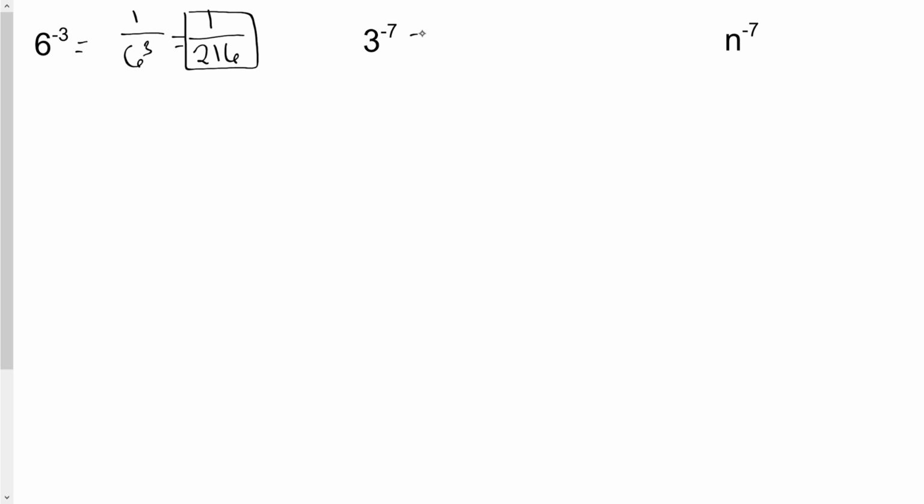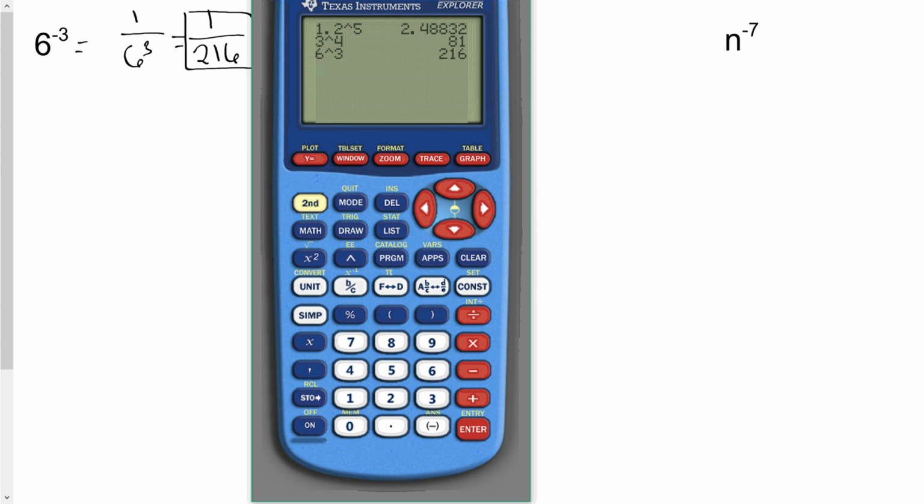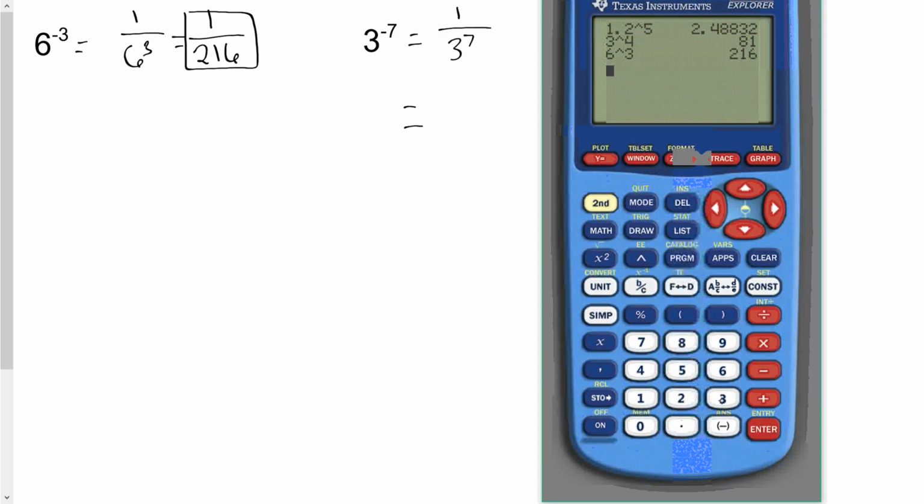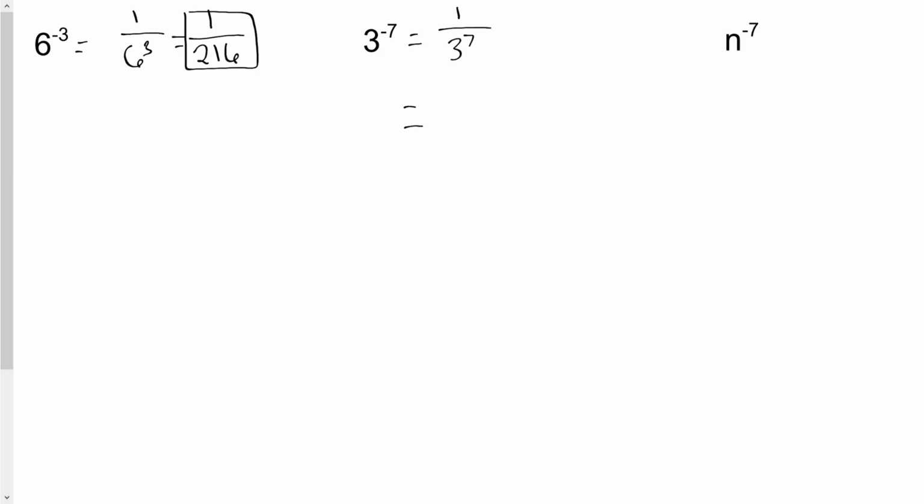3 to the negative 7th. Let's rewrite that: 1 over 3 to the positive 7th. That's going to be, got 3 here, 3 to the positive 7th, which is 2,187. Glad I didn't have to do that in my head. 2,187, so that's going to be 1 over 2,187.